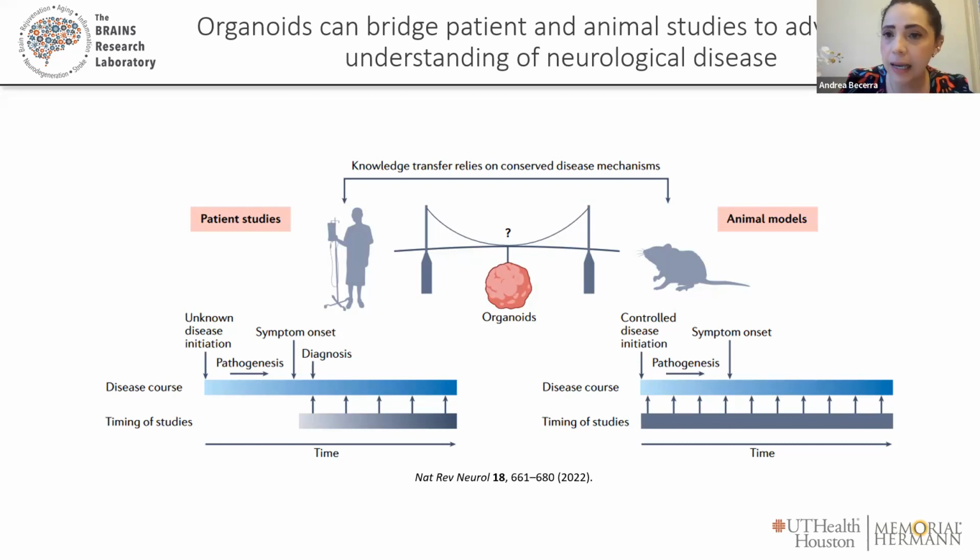However, the genetic and transcriptomic profiles of rodents are mostly not similar to humans. That is the reason that when we try to translate these findings to humans, in some cases it does not work. So organoids can be a bridge between clinical studies and animal models to understand, transfer, and conserve these disease mechanisms.